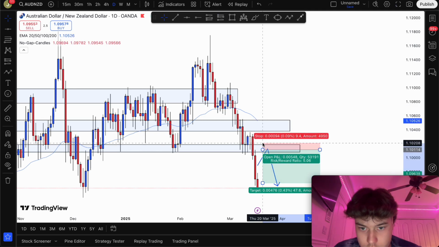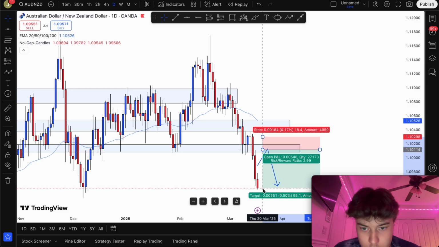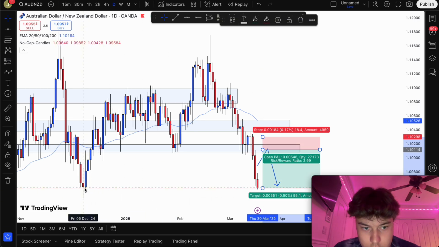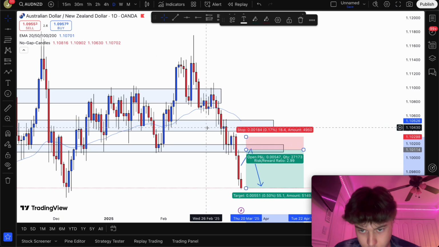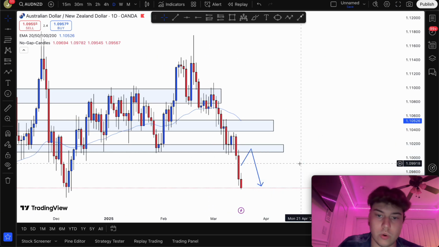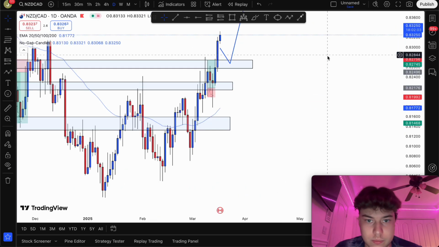Take the trade right here, stop loss, and then take profit would be here, this low right here. Nice 1 to 3 risk to reward. So yeah, next trade is NZDCAD.